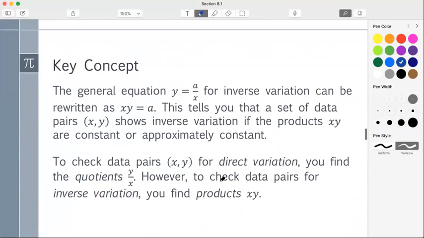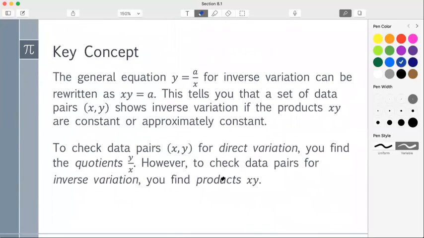Our next key concept: the general equation y equals a over x for inverse variation can be rewritten as x times y equals a. Notice we just multiply both sides by x, and that's how we get this equation. Both of these are the equation for inverse variation.